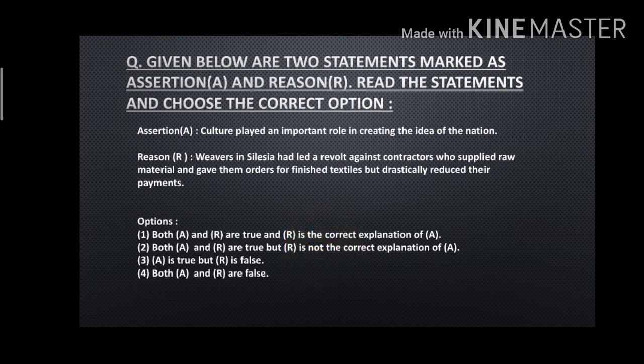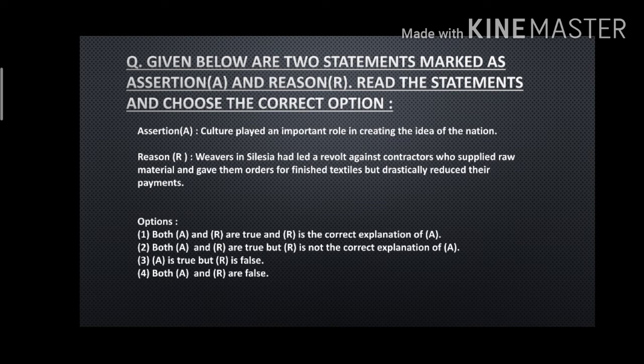It's not, right? So among the options that are given, see, first is both A and R, that is assertion and reason, are true, and R is the correct explanation of A. Second option is both A and R are true, but R is not the correct explanation of A. Option number 3 is A is true, but R is false. And option 4 is both A and R are false. So among all these options, which one do you think will be the correct answer? I'm sure you are able to figure out. It's option 2, that is both A and R are true, but R is not the correct explanation of A. So that is the answer.